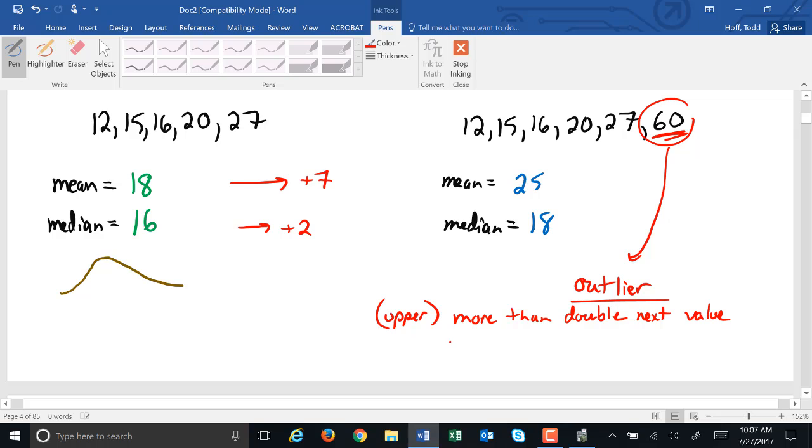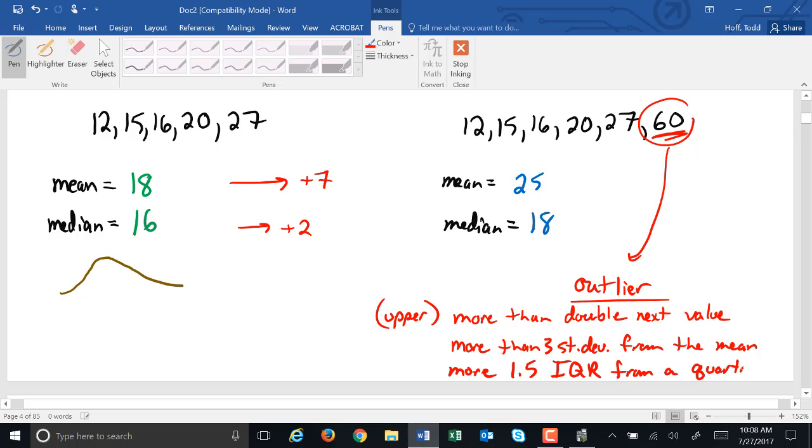We haven't talked about standard deviations yet, but more than 3 standard deviations from the mean. And we haven't talked about quartiles yet, but more than 1.5 interquartile ranges from a quartile. Now in this class, there's 3 ways of identifying them. In this class, we will not be asked to identify outliers formally like this, but it's something that's out there that, if you get into more data analysis, is very important.